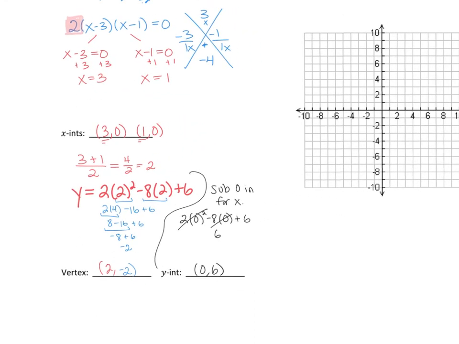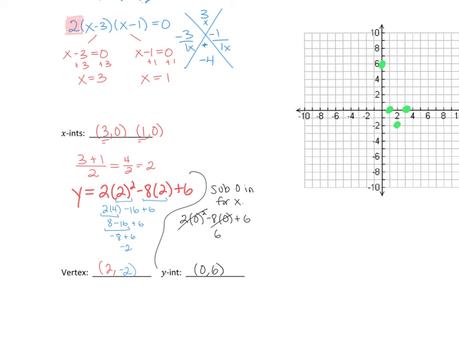All right, now we graph it. So we're going to go ahead and go at 3, 0 for our first x-intercept. Ooh, this is close together. 1, 0 for our other intercept. 2, negative 2 is our vertex, and 0, 6 is our y-intercept.